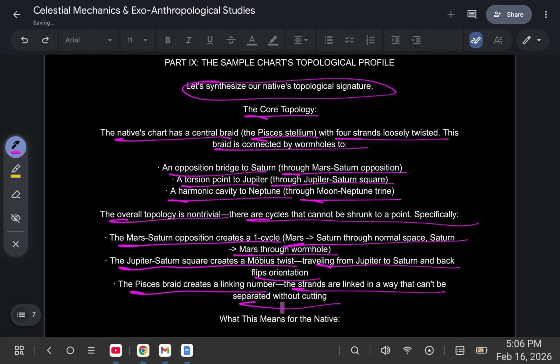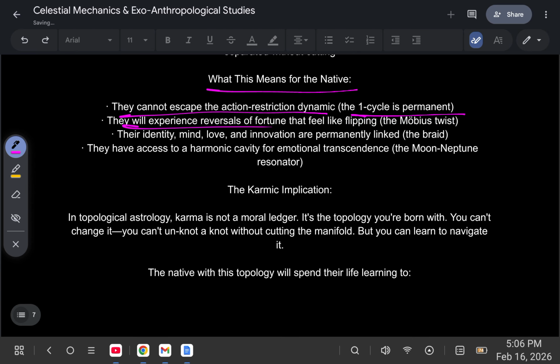What this means for the native. They cannot escape the action restriction dynamic. The 1 cycle is permanent. They will experience reversals of fortune that feel like flipping the Mobius twist. Their identity, mind, love, and innovation are permanently linked, the braid. They have access to a harmonic cavity for emotional transcendence, the Moon-Neptune resonator.